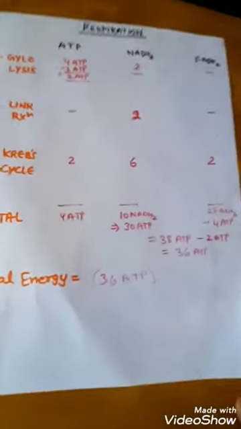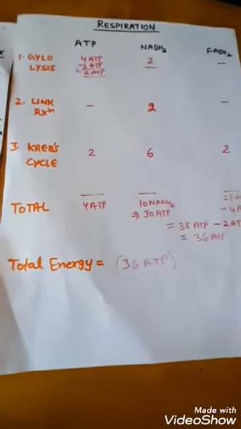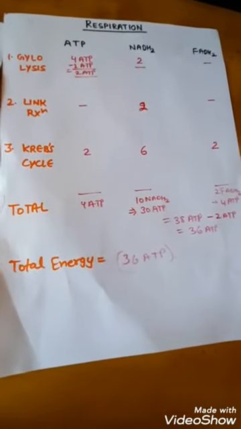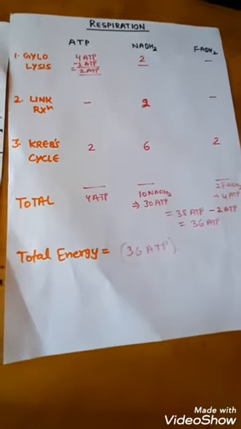So the total energy gain in the respiration will be 36 ATPs. So here is all about the respiration process, and how aerobic respiration is completed in 4 steps, that are glycolysis, Krebs cycle, electron transport chain, and oxidative phosphorylation.